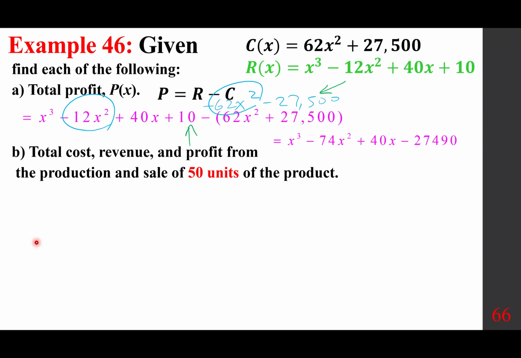Total cost, revenue, and profit from the production and sale of 50 units. In essence, for each case, plug in 50. So C of 50: 62 times 50 squared plus 27,500. Put it into a calculator. $182,500.